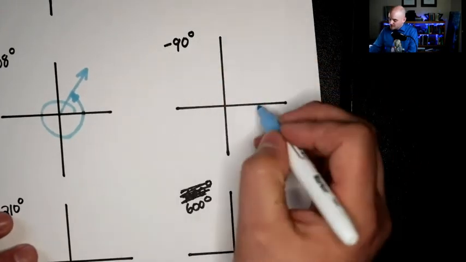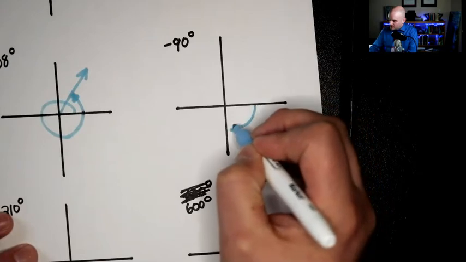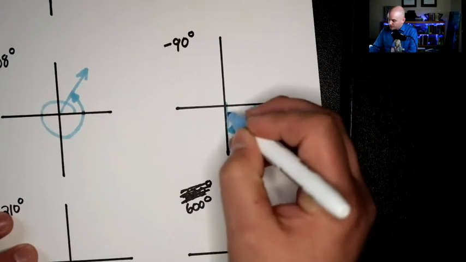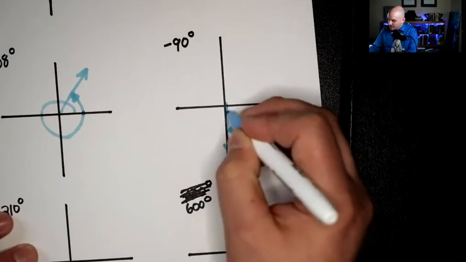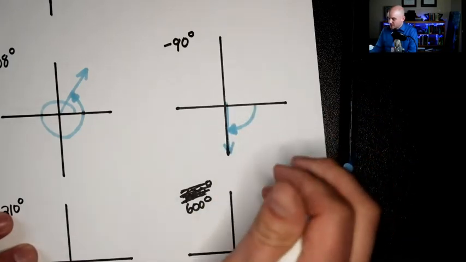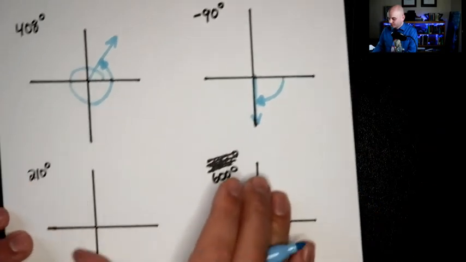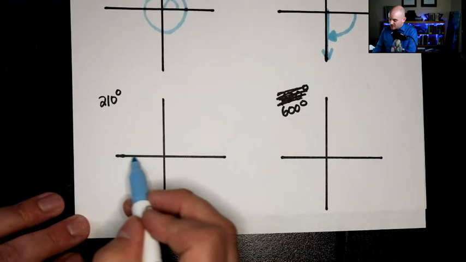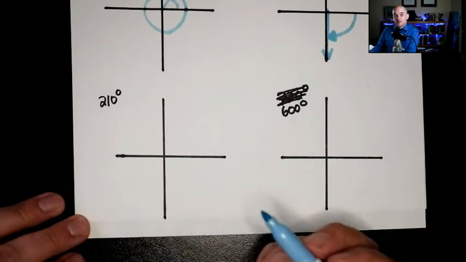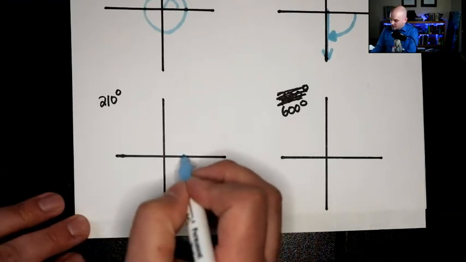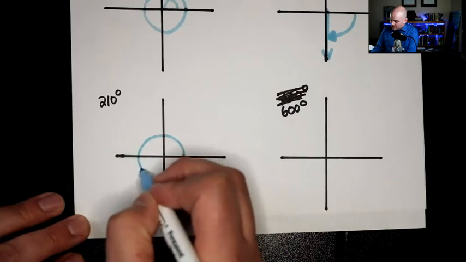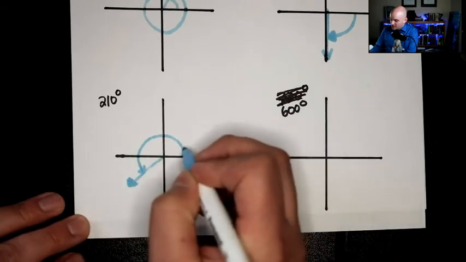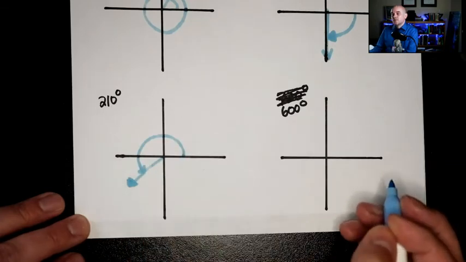-90 is going to be going this way, clockwise, because it's negative. It's going right up to that negative y-axis there. So that is -90. 210, I noticed that it's just past 180 by, what, 30 degrees. So we're going to go counterclockwise 30 degrees past 180 degrees, and that is positive 210.